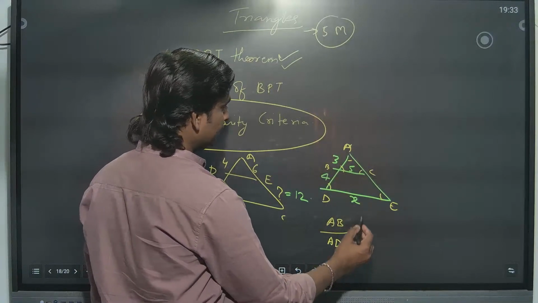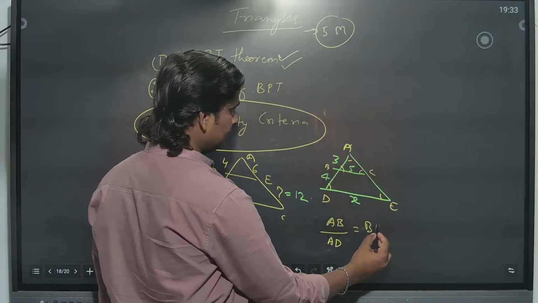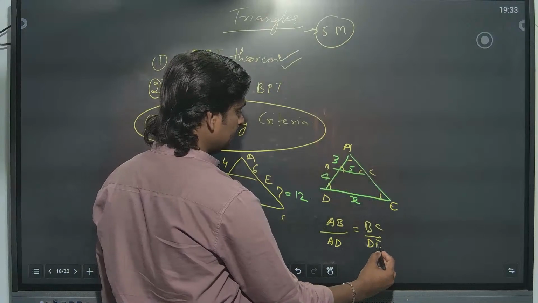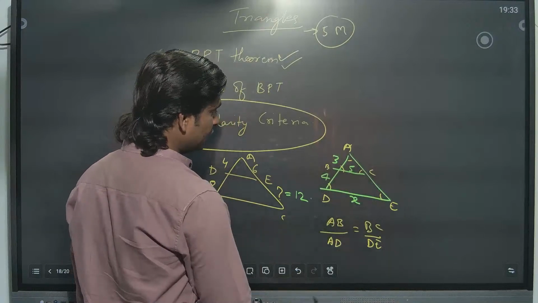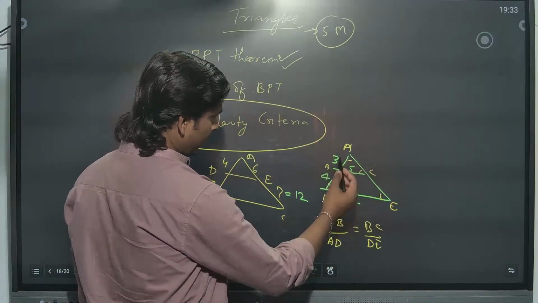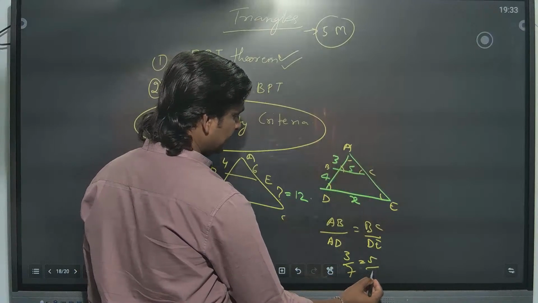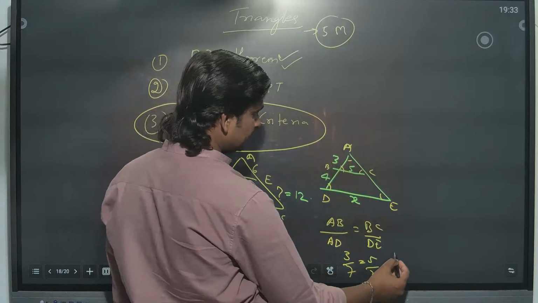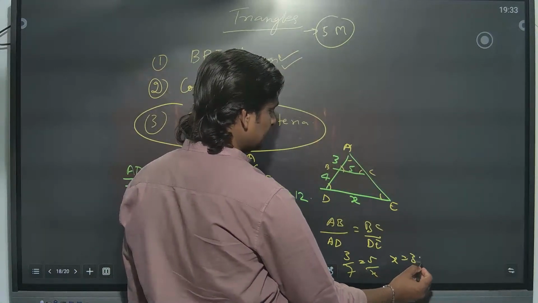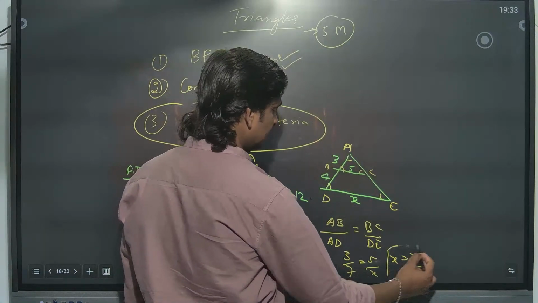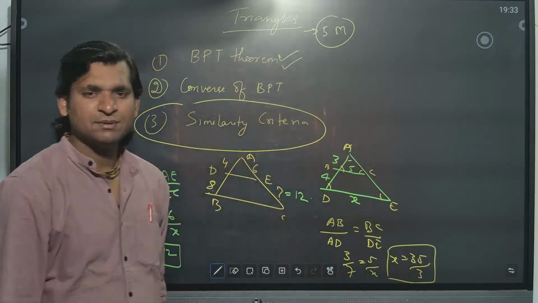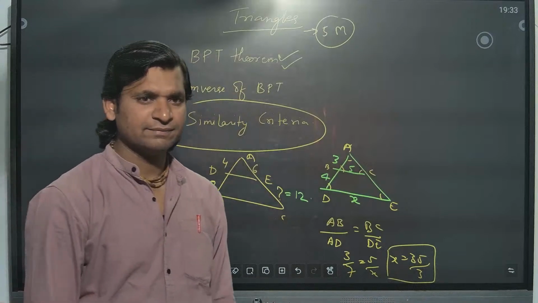AD is equal to BC by BE. So just put the value. AB is what? 4. AB is 3 by 7, 5 by x. So 35 by 3. So x is nothing, 35 by 3. So in decimal, you will get the answer there.